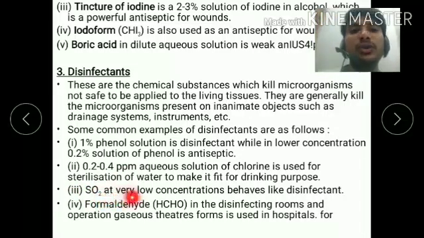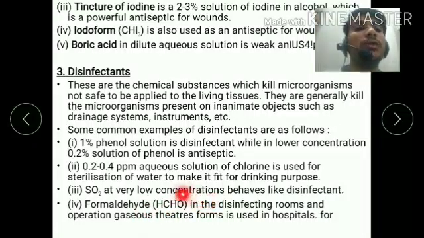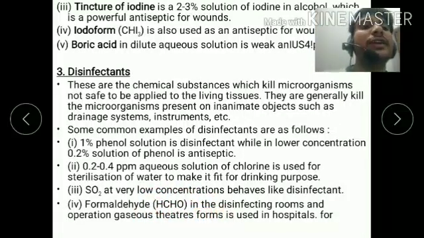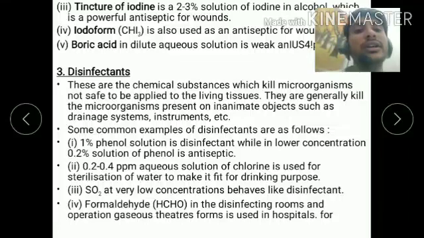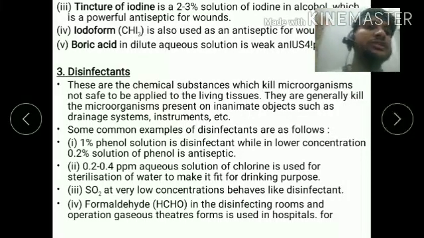Third one is SO2, which at very low concentration behaves like a disinfectant, not at high concentration. Fourth one is formaldehyde. HCHO is the formula of formaldehyde, a disinfectant for rooms and operation theaters, used in hospitals.